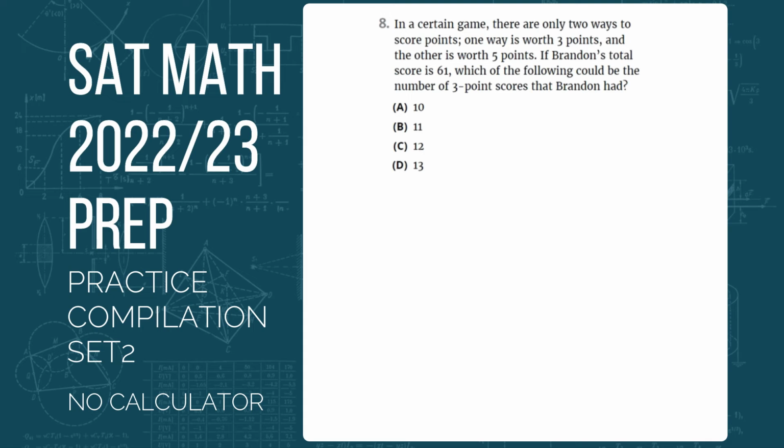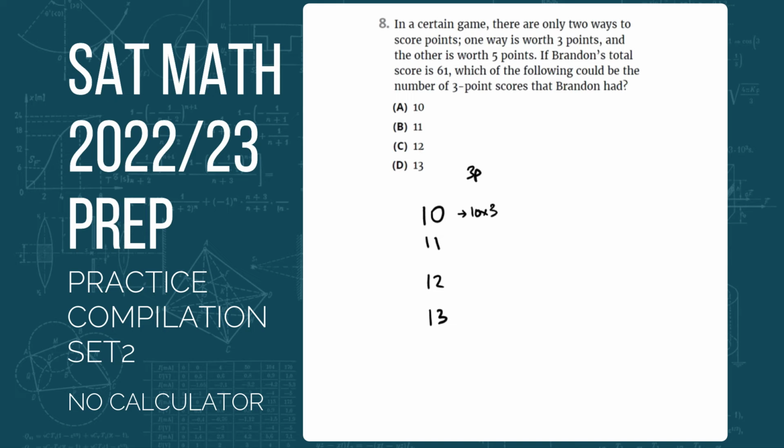In a certain game, there are only two ways to score points. One way is worth 3 points and the other is worth 5 points. If Brandon's total score is 61, which of the following could be the number of 3-point scores that Brandon had? The choices are 10, 11, 12, and 13. These are the 3-point scores.